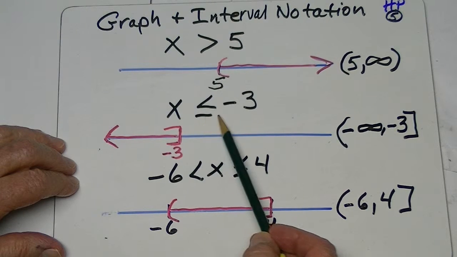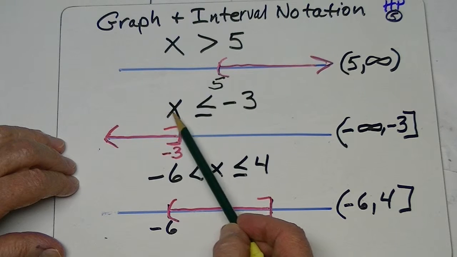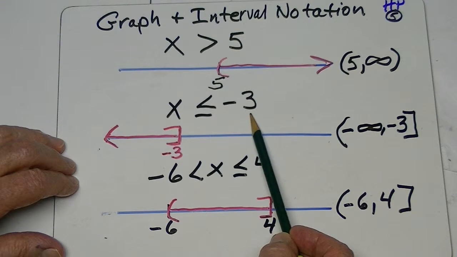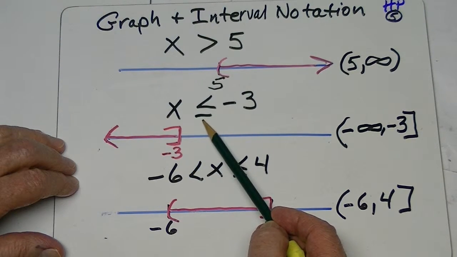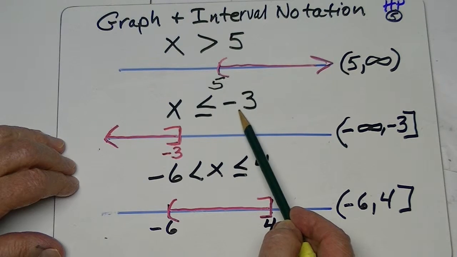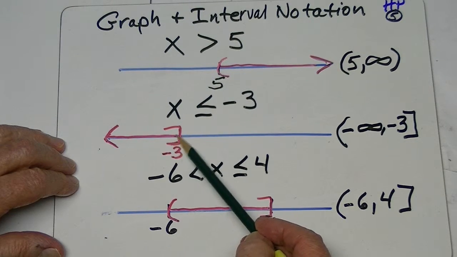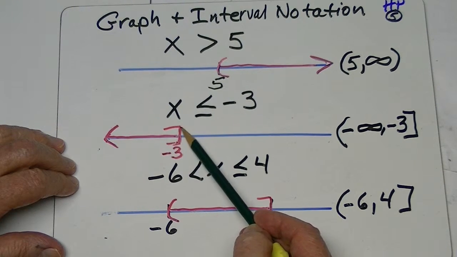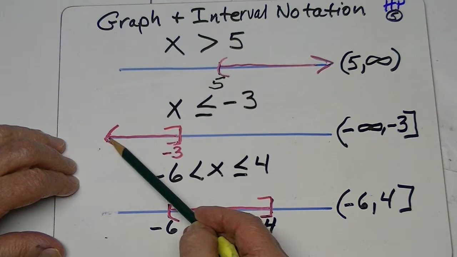Now for our next example, we have x is less than or equal to, once you've solved it, -3. And again, -3 would be on the graph. Now to indicate that -3 is a member of that set and is included, you would use a bracket. But since this is less than, the bracket faces toward the left. And what is out here?